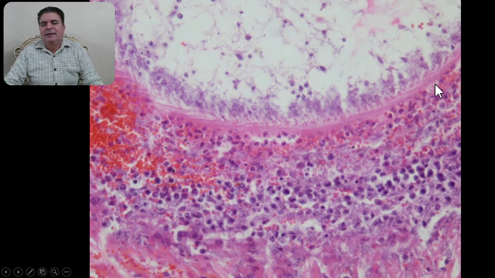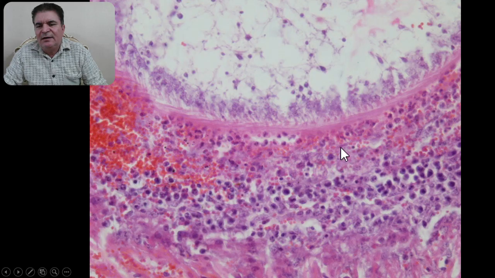And in the last slide, you can observe the cuticula of the larvae of the parasite and subcuticular cells, red blood cells in the migratory tract adjacent to the larvae, and severe infiltration of inflammatory cells.